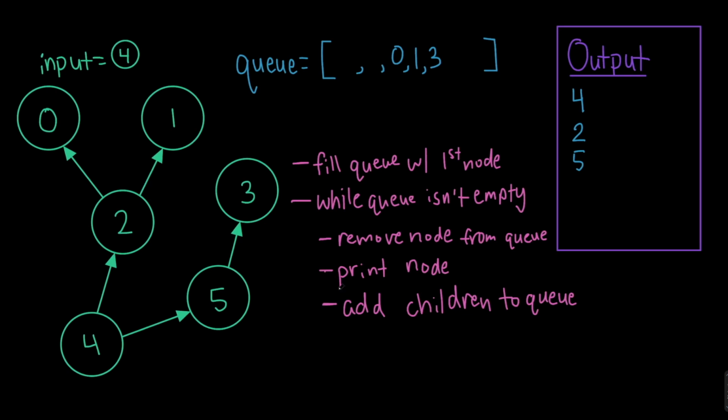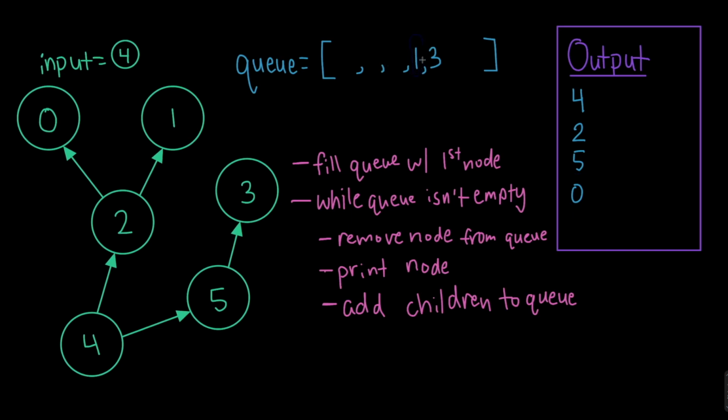Okay, now that finishes this iteration on the 5 node. Now we're going to come here. We're going to say, all right, grab the very next node in the queue, which is our 0 node. We're going to print it over here, and then add its children to the queue. You can see that it doesn't have any children, so we don't have to add anything to the queue.